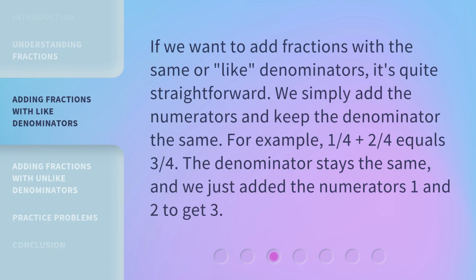If we want to add fractions with the same or like denominators, it's quite straightforward. We simply add the numerators and keep the denominator the same. For example, 1/4 plus 2/4 equals 3/4. The denominator stays the same, and we just added the numerators 1 and 2 to get 3.